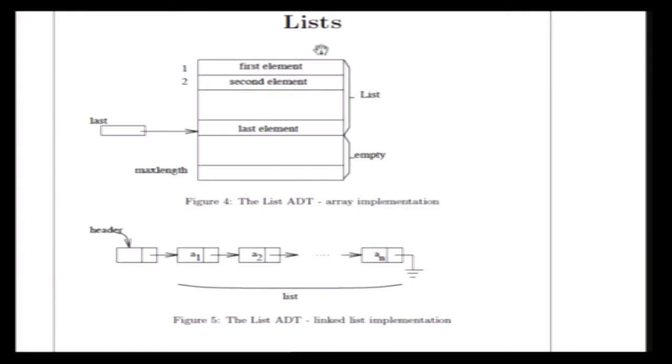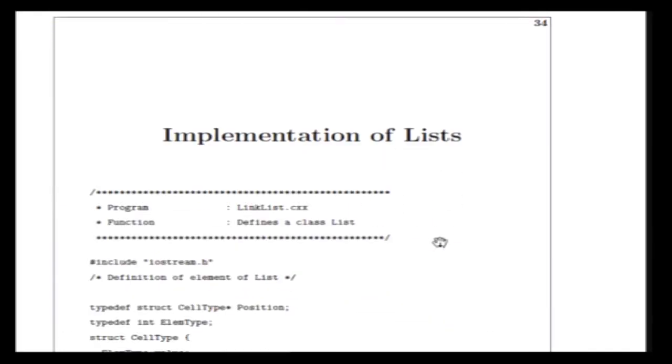When you look at lists using an array, one corresponds to the first element in the array, and this is the max length of the array. As you keep inserting elements, you also have a pointer which points to the last element in the list. If you are using a linked list, you have a pointer to the header that is necessary, and a pointer to the last if you want, or you need not have one, and you keep inserting the elements as and when required.